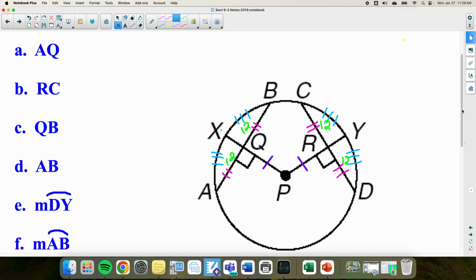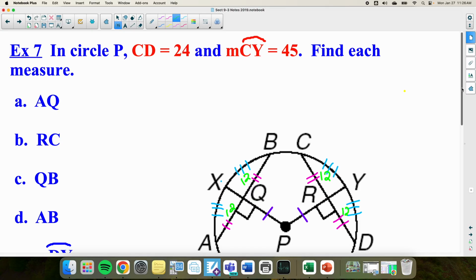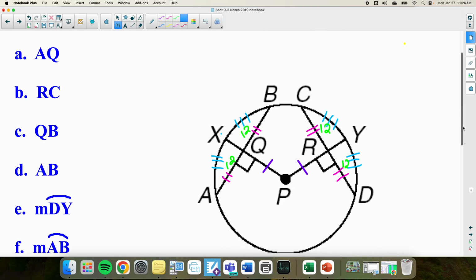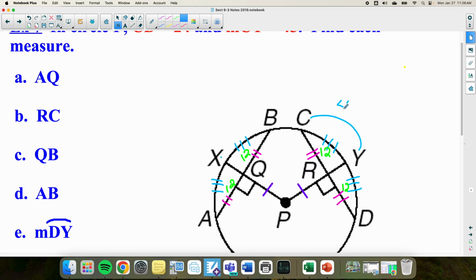Then the other thing they tell us is arc CY is 45. Except for AD. AD is 24. Say that again. AD is 24, not 12. I'm saying this little thing is 12 and that's 12. Okay? Yes, I'm sorry, I thought you talked about the questions. Yeah, no problem. This is 45, so this is 45, so this is 45, as well as this is 45.